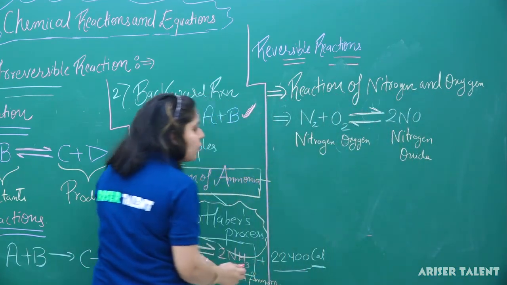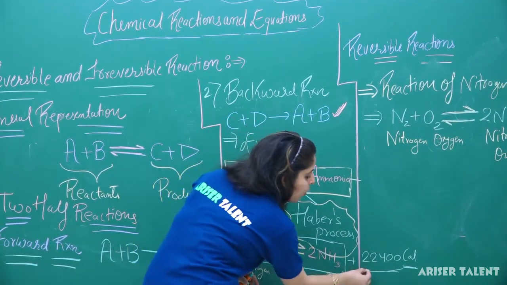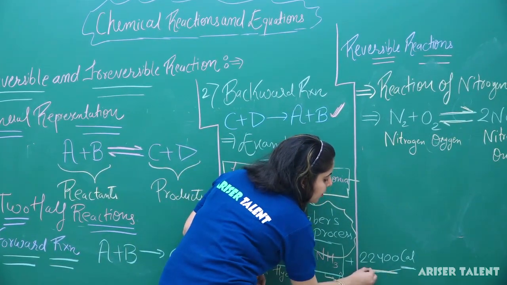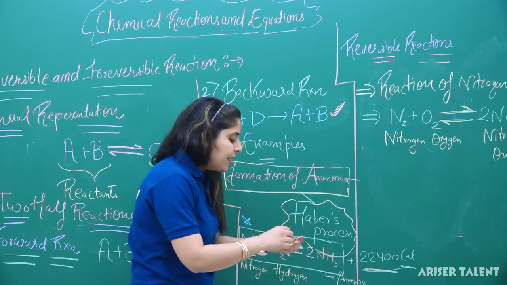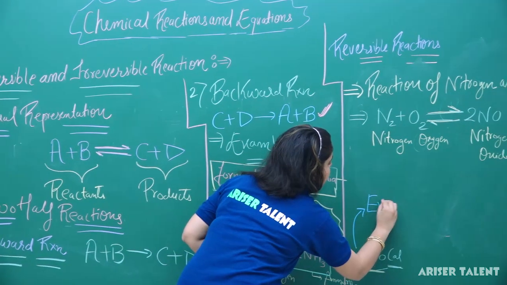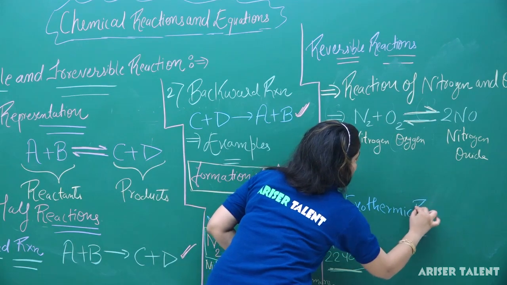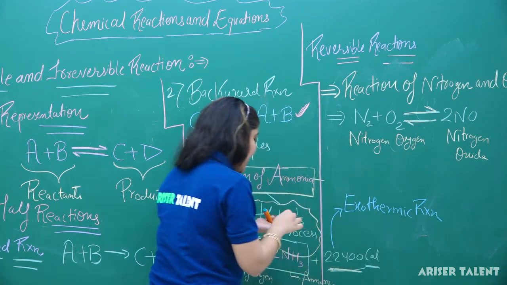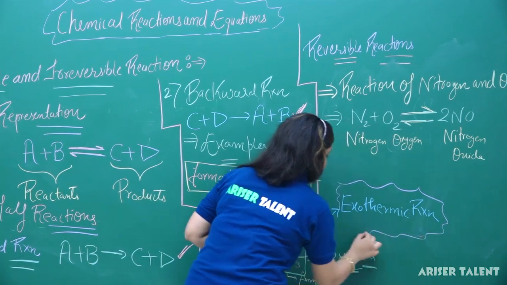So in the first case, the Haber's process of ammonia, what we have seen is that the amount of energy or heat evolved in this process is 22,400, and we have categorized it in the category of exothermic reactions because heat is given out. These are exothermic reactions because heat is evolved in this process.